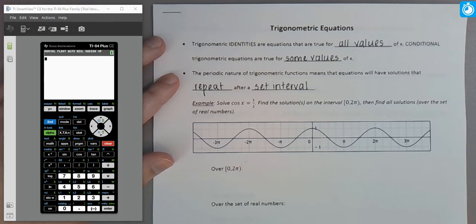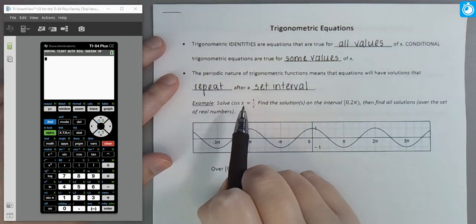But we're also going to look for solutions over the whole set of real numbers, which essentially means describing what solutions look like in general, using the periodic repeating nature of our trig functions, recognizing the fact that our solutions do repeat as our trig functions have values that repeat from period to period. So let's look at a basic example and talk about what we mean by individual solutions versus general solutions over the whole set of real numbers.